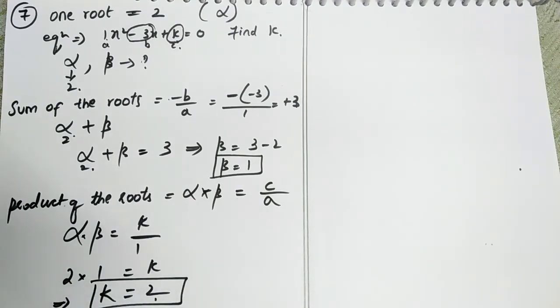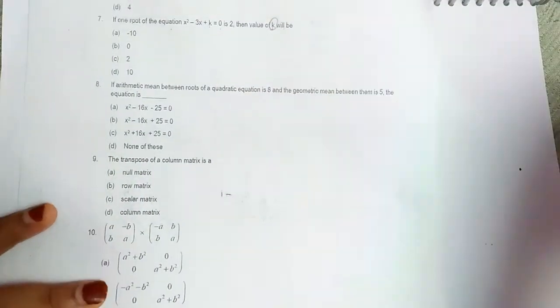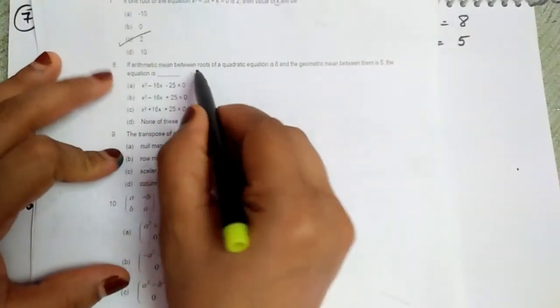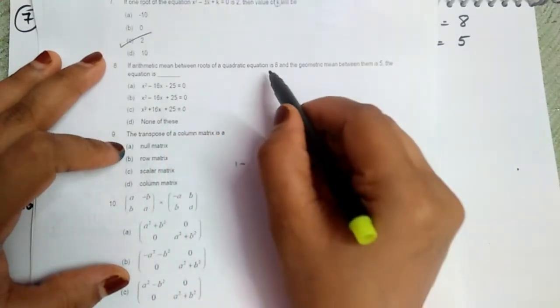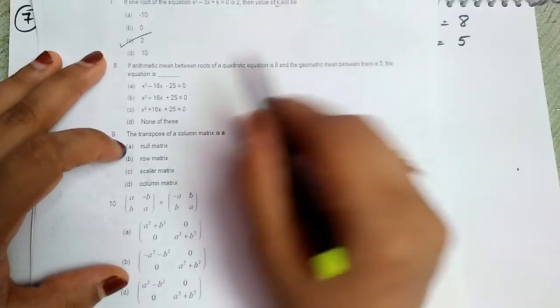So here, option C is the answer. Let's read the 8th problem. If the arithmetic mean between the roots of a quadratic equation is 8 and the geometric mean between them is 5, then find the equation.